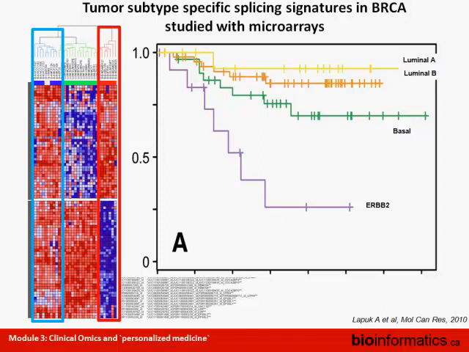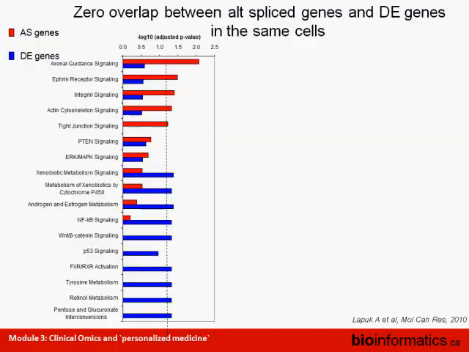It was an unsupervised clustering, and we did not find any new splicing pattern subgroups. The splicing repertoire pretty much followed the expression derived subtypes, but it was good to see that these subtypes also differed in splicing patterns. But also, what was interesting to see is that alternatively, or differentially rather, spliced genes across the breast cancer subtypes had zero overlap with the differentially expressed genes in the same cell lines. So there was zero overlap between differentially expressed genes and alternatively spliced genes in the same cells.